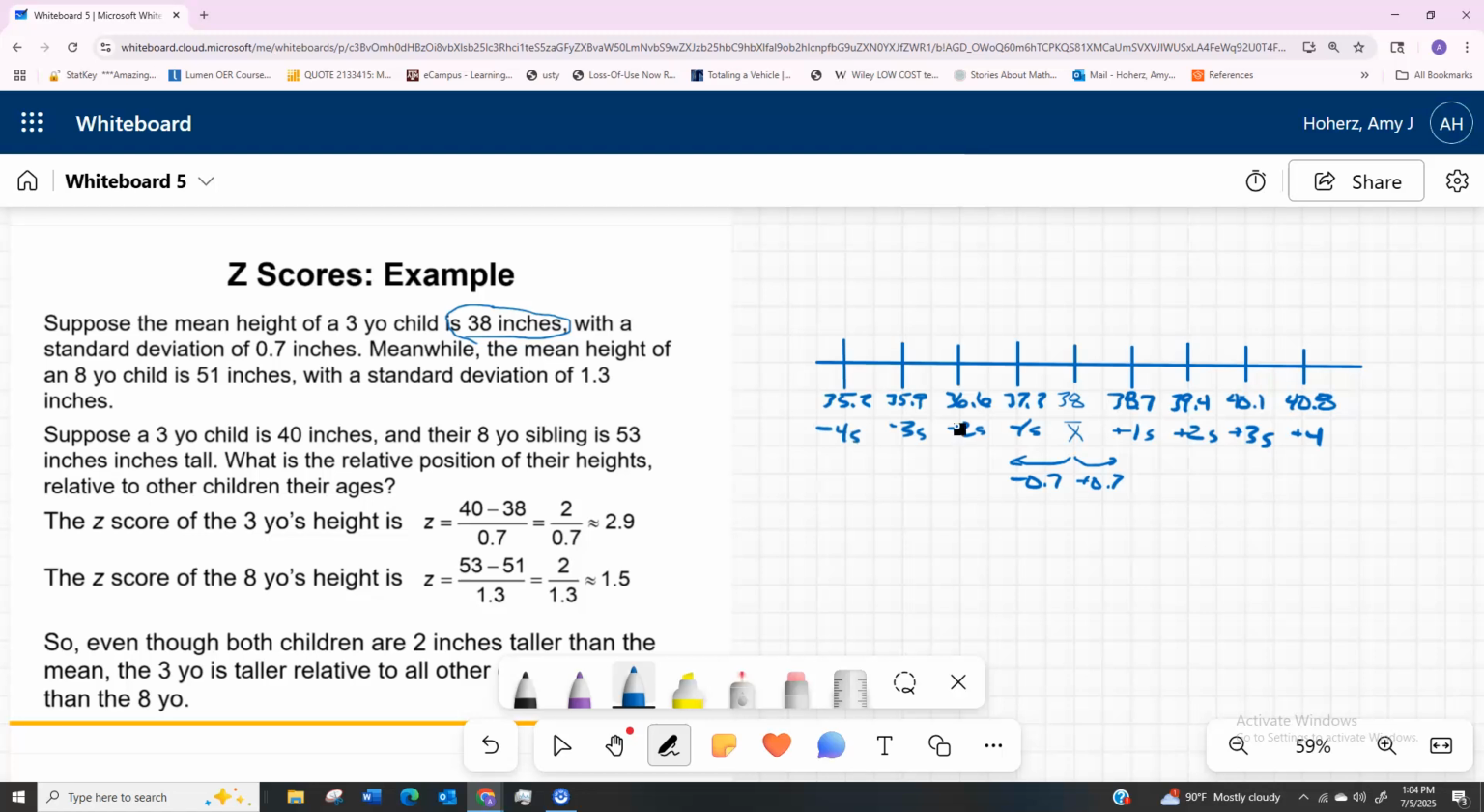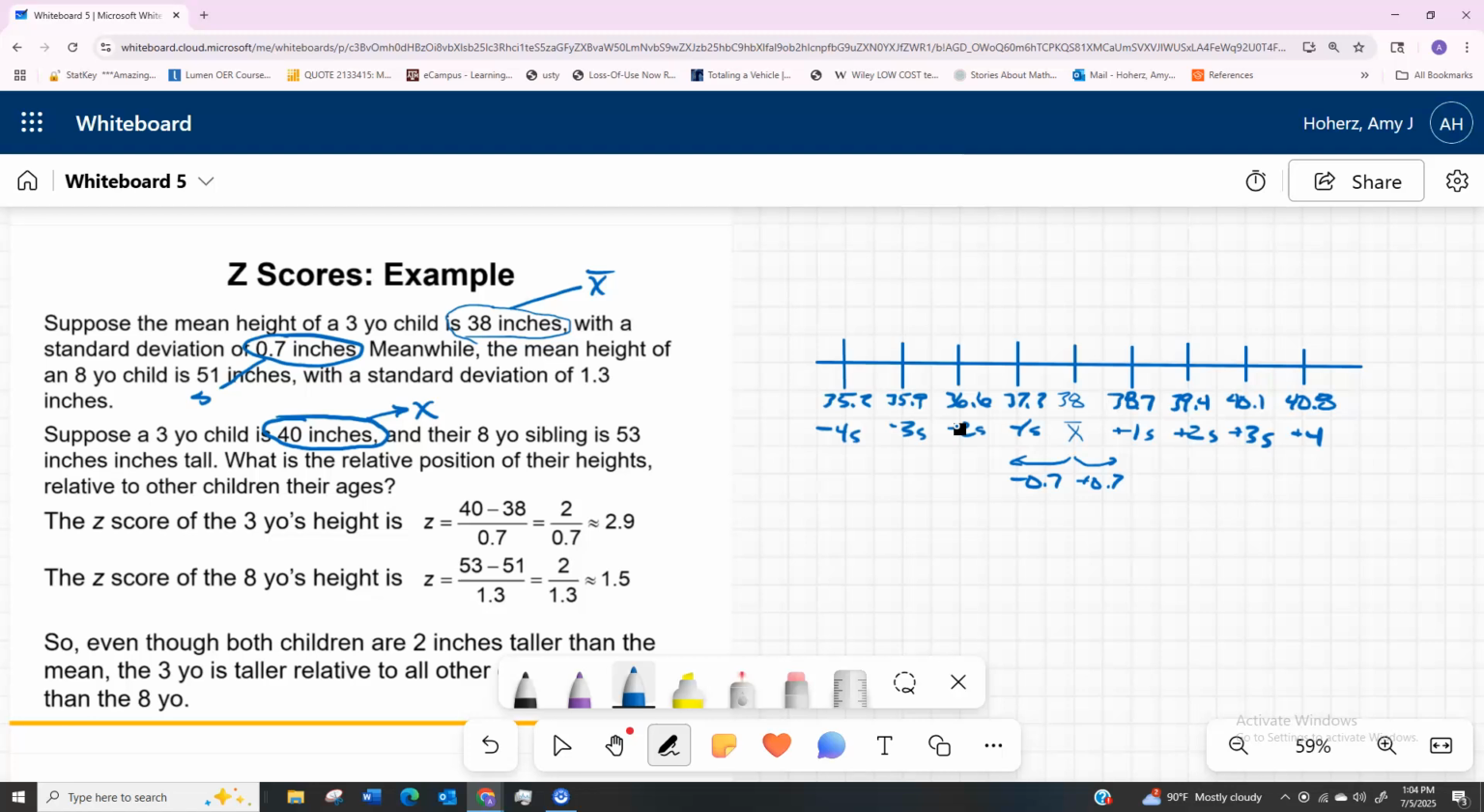Again, we shouldn't need any more than that for our number line, because most values, according to Chebyshev's theorem, 94% are going to fall between negative 4 standard deviations and 4 standard deviations. Okay, so now they give us some actual values. It says, suppose a 3-year-old child is 40 inches. So what is that going to be? That's going to be our X. Okay, the 38 is our X bar. And the 0.7 is going to be our S.